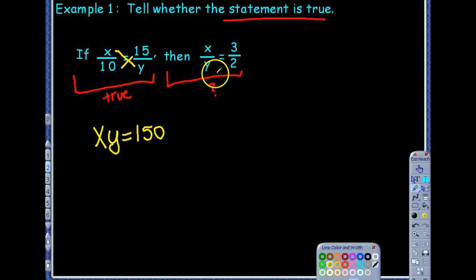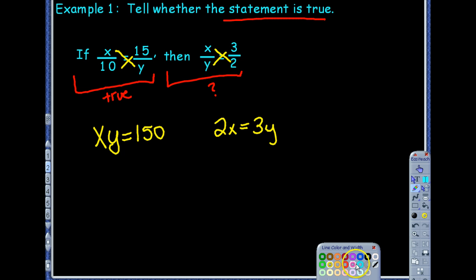Okay. Now, let's take a look at what we're trying to see if that is also true. Because if this is also true, I should end up somehow with an xy equals 150. So as you cross multiply this one, I end up with 2x is equal to 3y. Now, just by looking at these, do they look the same? They don't look the same. So we haven't proven it's true, because it didn't show that it's true.